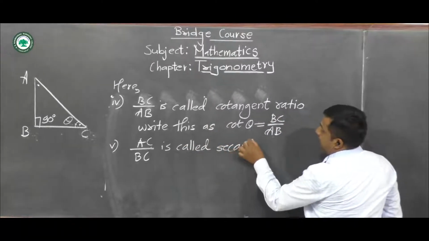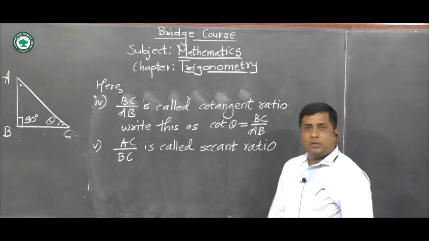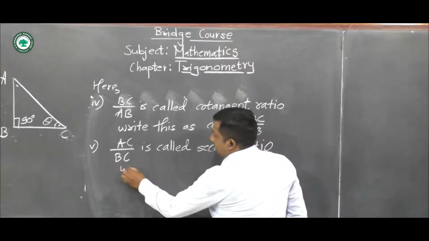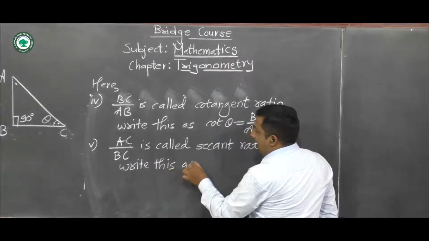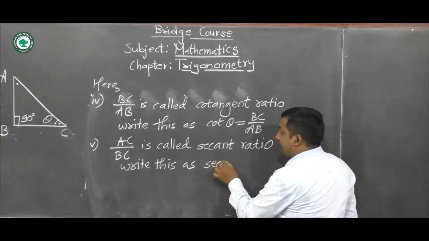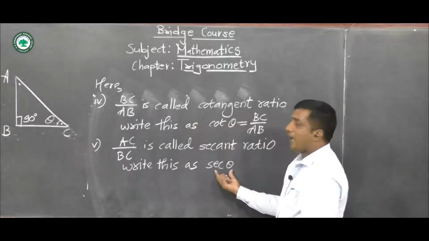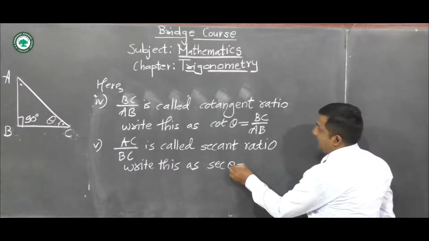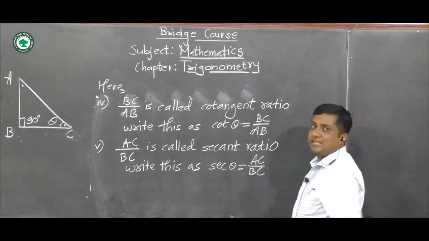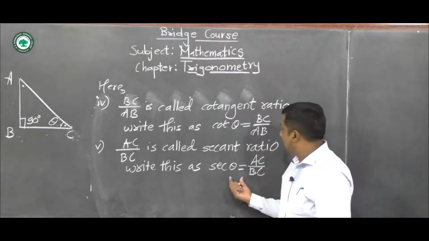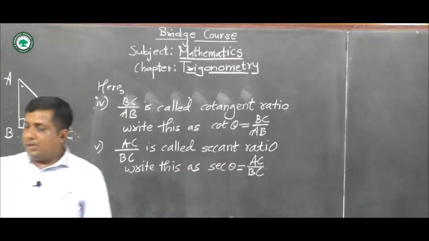the secant ratio, and we write this as sec theta. Since theta is for angle C, sec theta is AC upon BC. And in the last, we define the cosecant.